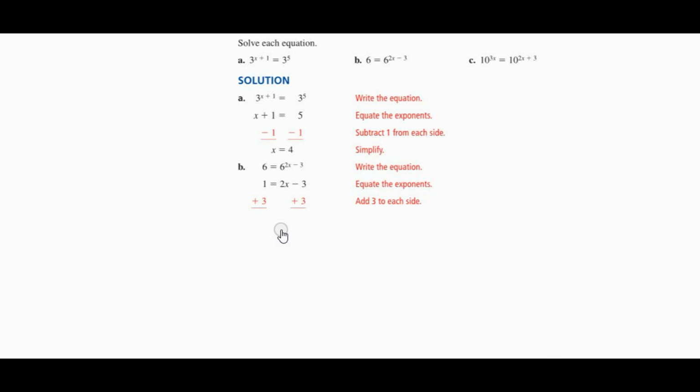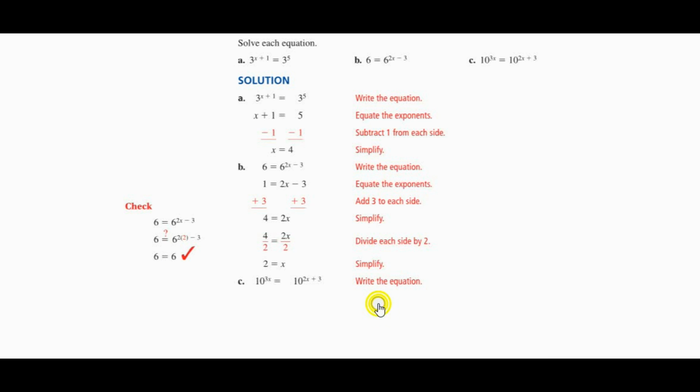Okay, we're going to add 3 to both sides. We get 4 on the left and 2x on the right, and we divide by 2, and we get x equals 2. Okay, now let's do C. Oh, we do have some checking. That's a great idea. Plug your value in for x, make sure that they equal each other, because that's the whole idea, is that this is an equal sign. It means they equal each other.